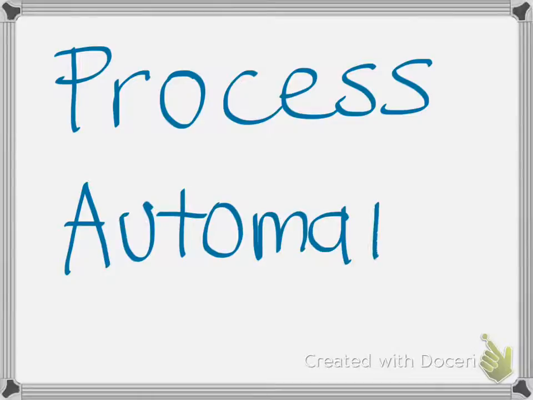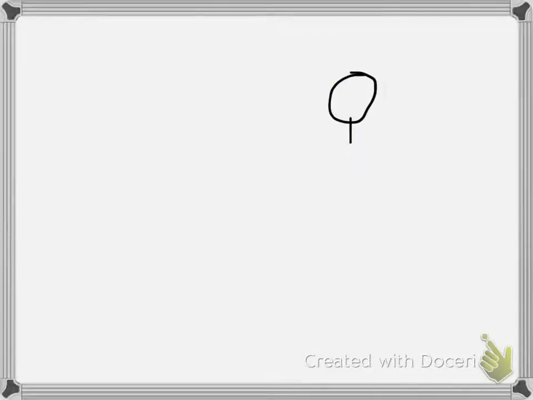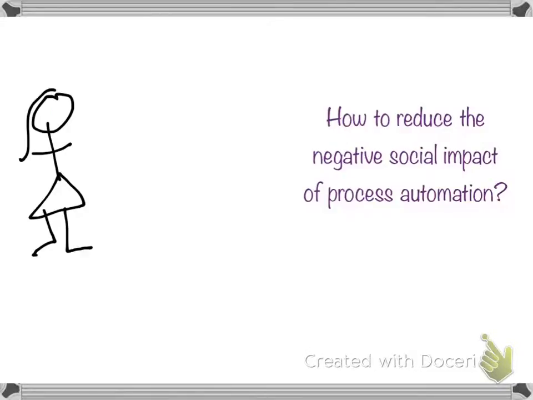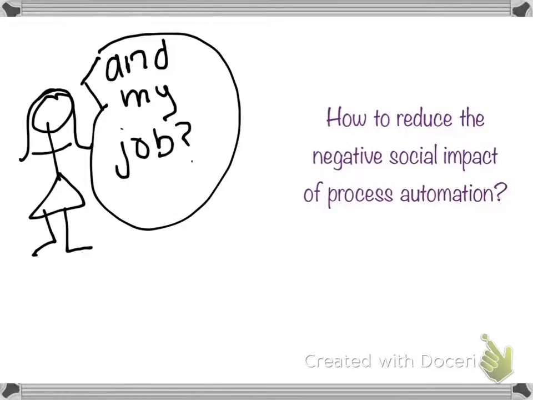Let's put an example. Let's say that we choose process automation as a topic. One question, which is general: is it ethical to implement process automation? Although this question is general, it is centered on the person since we use the word ethical. Another question, not so general, would be: how to reduce the negative social impact of process automation? Notice here that we use the words social impact. This means it is centered on the person.